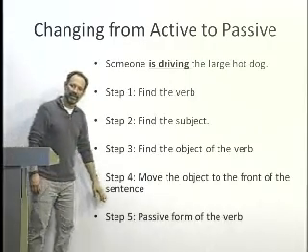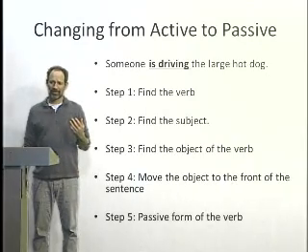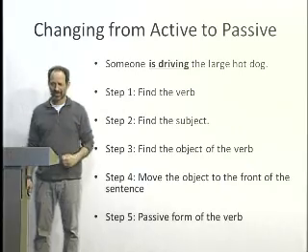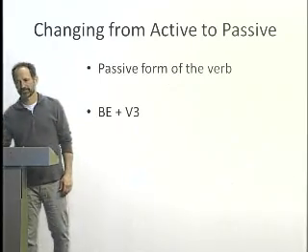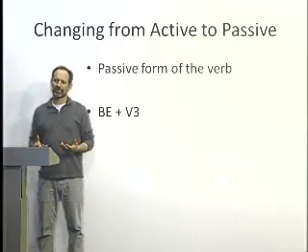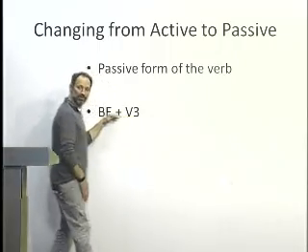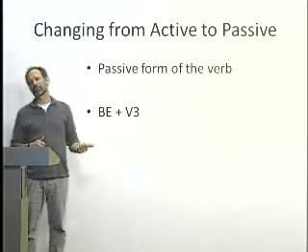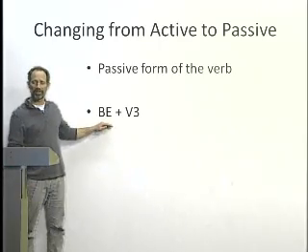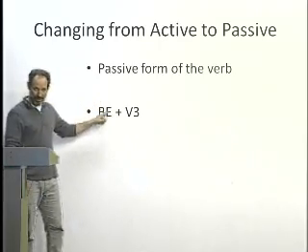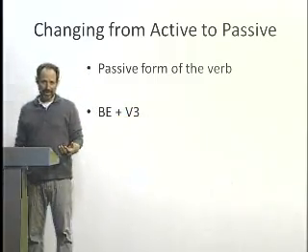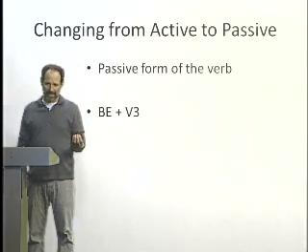Step five. This is tricky. I have to figure out the passive form of the verb. Now the passive form of the verb is going to be some form of this verb be. Am, is, are, was, were, has been, will be. Some form of the verb be plus the V3. When I say V3, what I mean is the past participle of the verb.